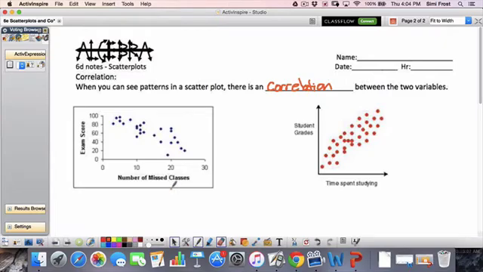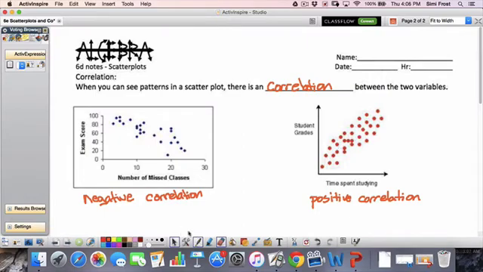And we have two types of correlation. We have a negative correlation, and we have a positive correlation. So let's just go ahead and write those in first. And I drew them under the graph that they go with. But if you look at this graph, it's going, generally speaking, downhill from left to right. Whereas in this graph, we're going uphill from left to right.